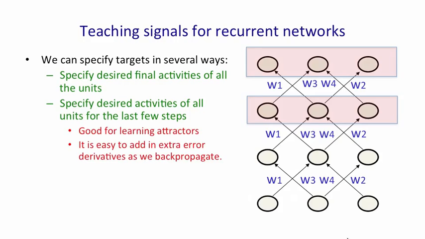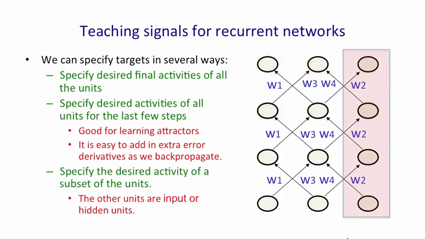And it's quite easy as we back propagate to add in derivatives that we get from each time step. So the back propagation starts at the top with the derivatives for the final time step, and then as we go back through the layer before the top, we add in the derivatives for that layer, and so on. So it's really very little extra effort to have derivatives at many different layers. Or we could specify the desired activity of a subset of units which we might think of as output units. And that's a very natural way to train a recurrent neural network that is meant to be providing a continuous output.